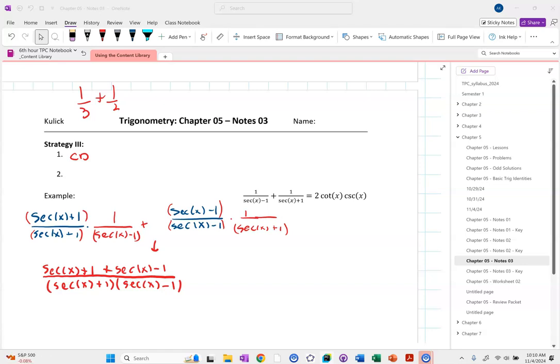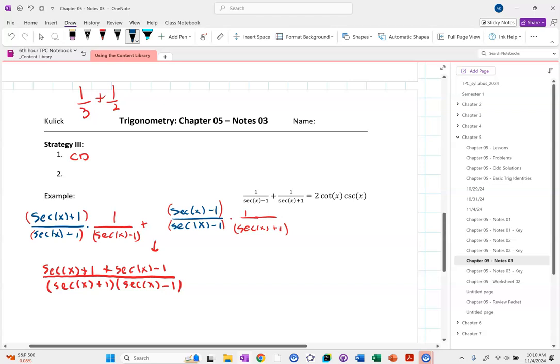Paige, what do you think next? Okay, are you looking at your identity sheet? Because it's not going to be helpful yet. So look for some algebra things.